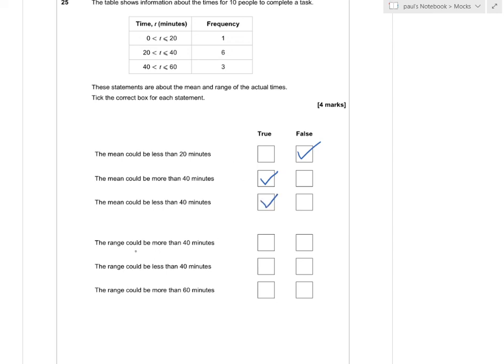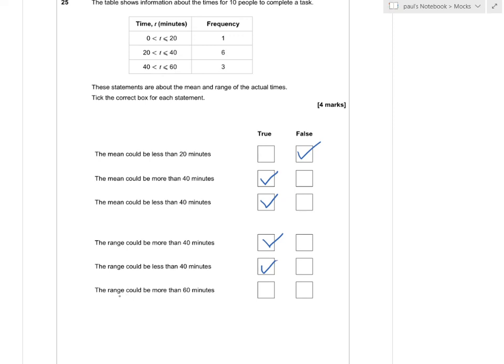Now the range. The range could be more than 40. Right, so we could have one at like 1, and that could be 60. So the range could be more than 40. Could the range be less than 40? So that could be 1, and all those could be 3. So they could be less. Could just go from 20 to 40. So it could be less. I've got a lot of trues here.